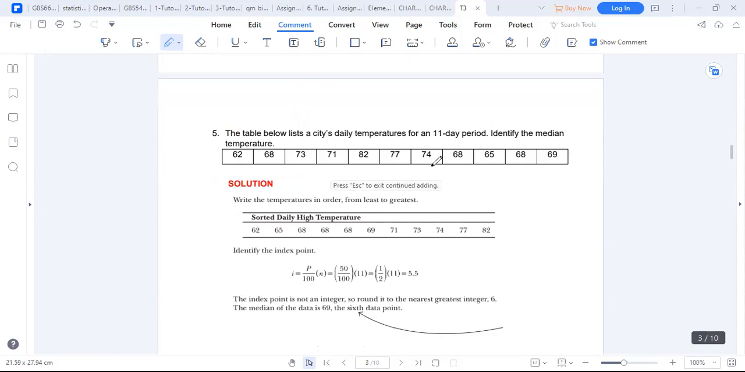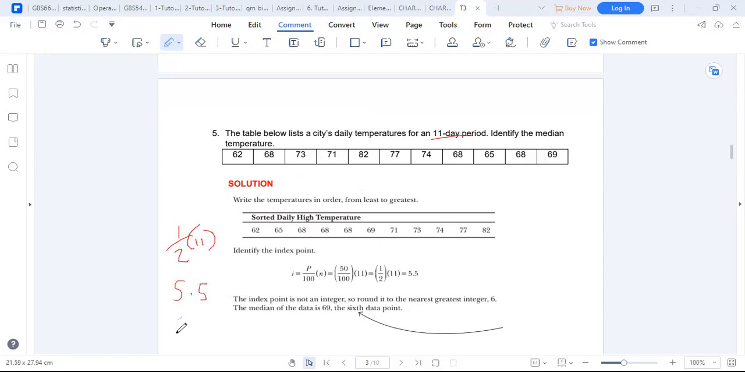And we also have the data set here for an 11-day period. And we're asked to find the median. So we first rearrange as we did. Median is half of n. 11 is 5.5.